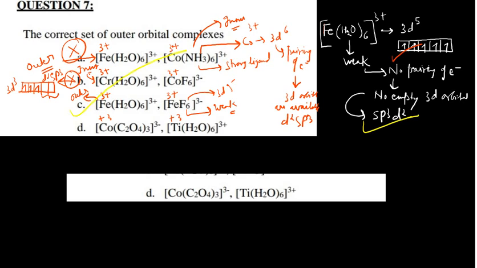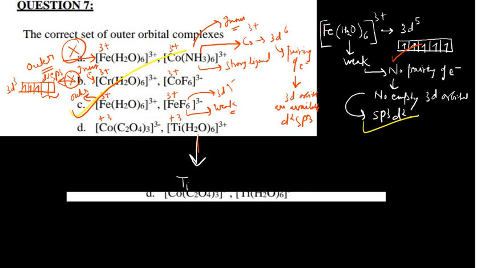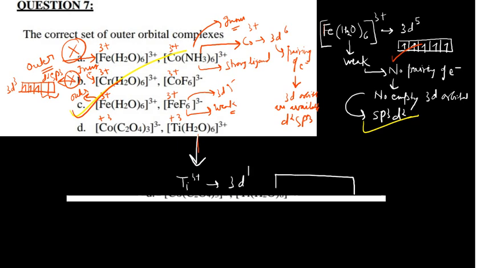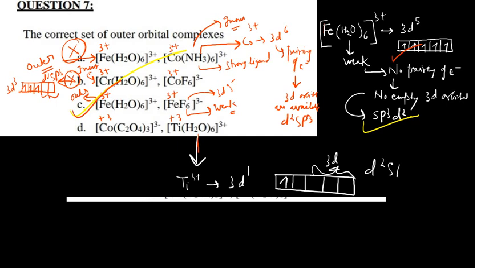It is looking like the option C is the correct answer, right? And similarly you can go for the titanium here, if you want. Titanium 3 positive is a 3d1 system. When it is a 3d1 system, only one electron is there. That means all the 3d orbitals are available. So hybridization would be d2sp3.